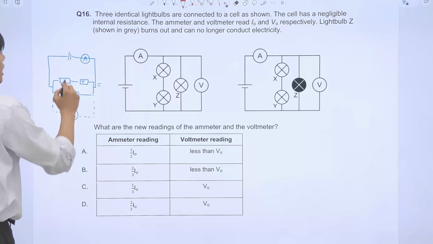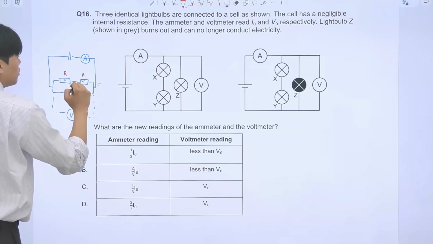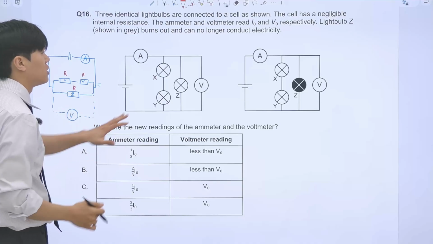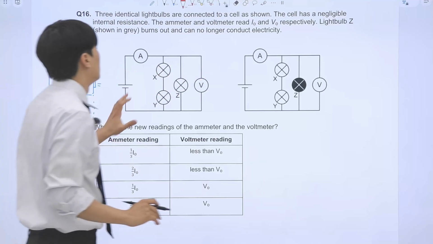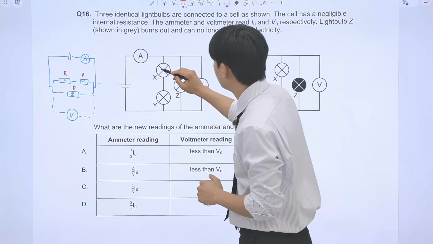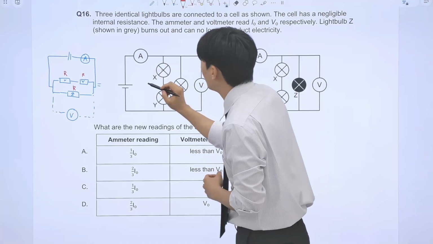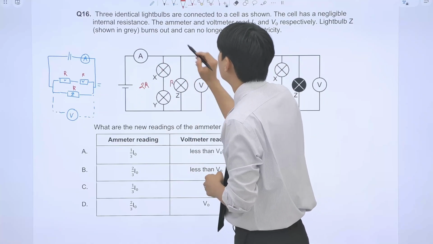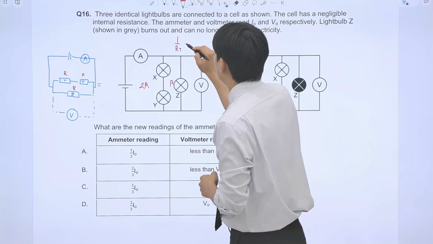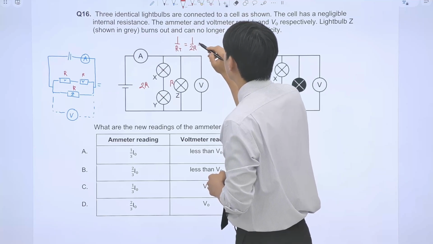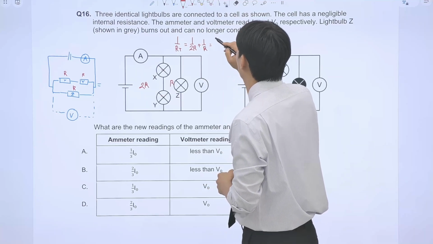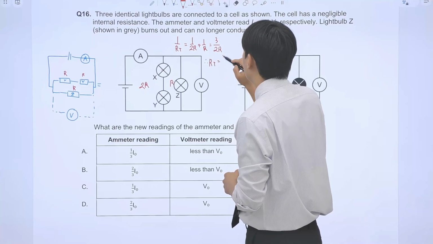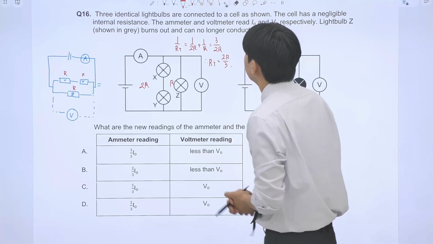Right. So they have the identical resistors, which is R, R, R. Okay, so let's think about the total resistance in situations A and B. In that situation, we have these two added together, which is 2R, and that 2R and R are in parallel. So their total resistance has to be 1 over 2R plus 1 over R, which is 3 over 2R. Therefore, our total resistance in that case is 2R over 3, right?